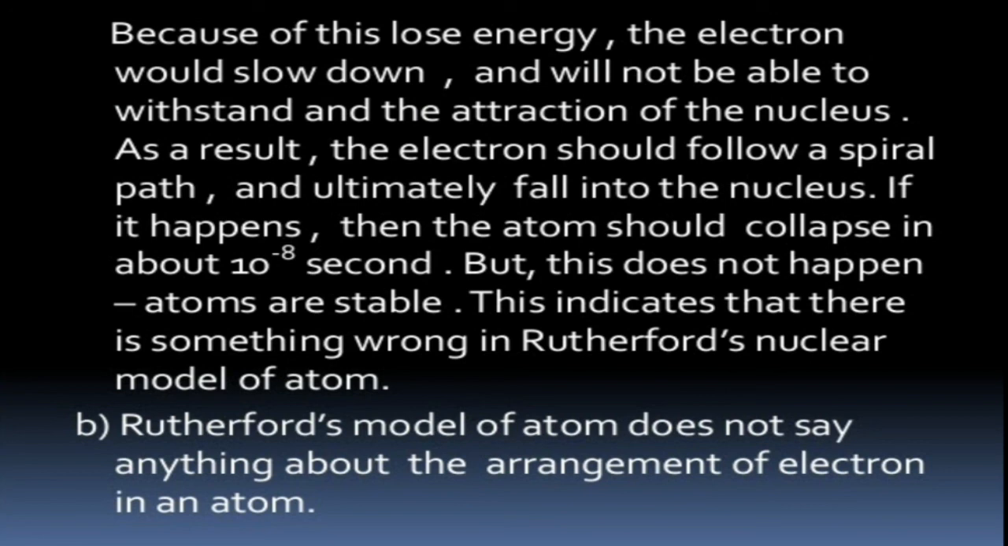And also it does not say anything about the arrangement of the electrons in an atom. It just says that the electrons revolve around the nucleus in circular orbits. At which positions, in what way these orbits are, is not mentioned by the Rutherford model. So these are the drawbacks of the Rutherford model of atom.